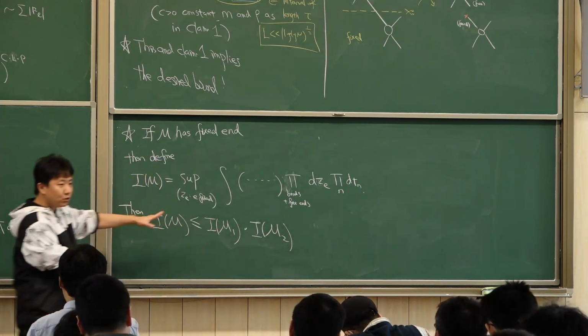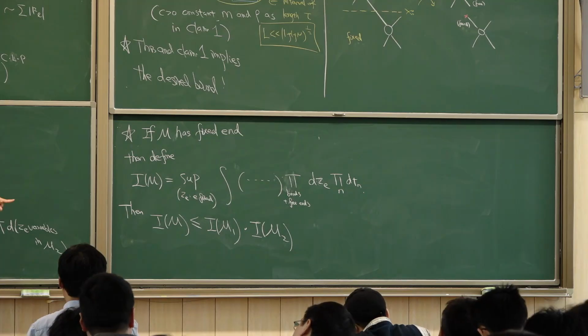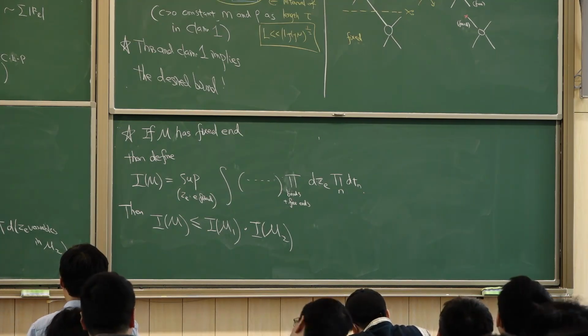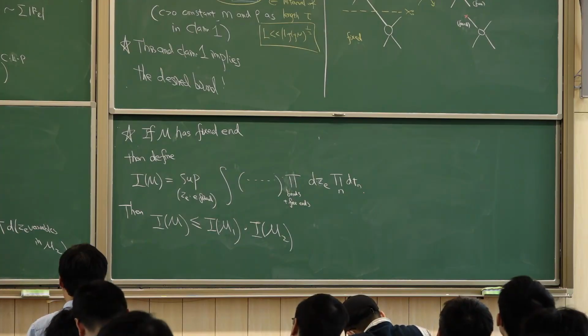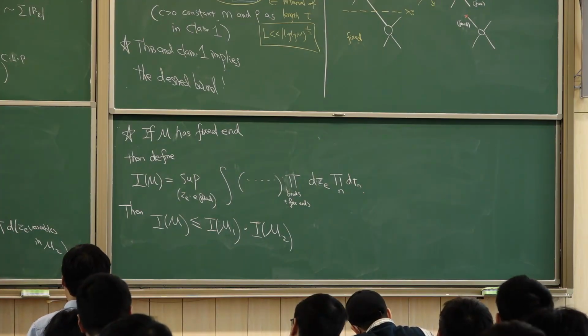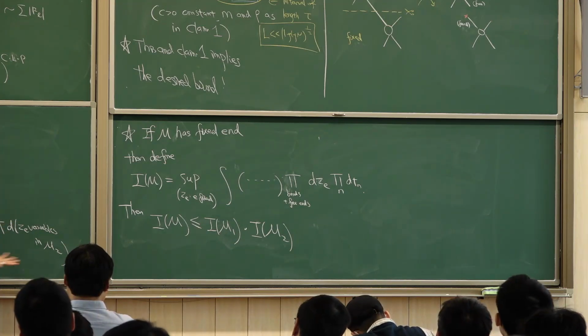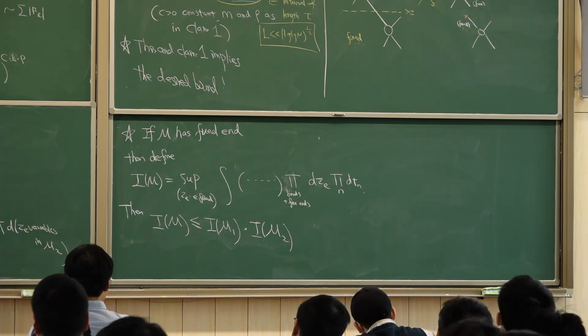So if you define I_M in this way, then if M is cut into M1 and M2, then I_M is less than I_M1 times I_M2. This follows from this iteration: for each fixed value of these variables, the second integral is bounded by I_M2, and then you integrate back, you get I_M1.